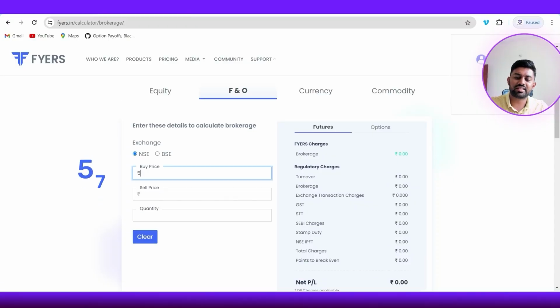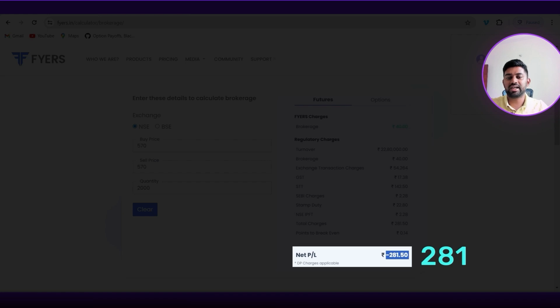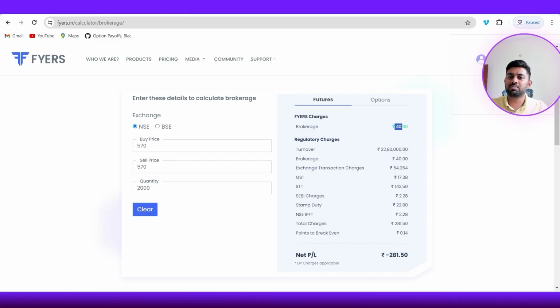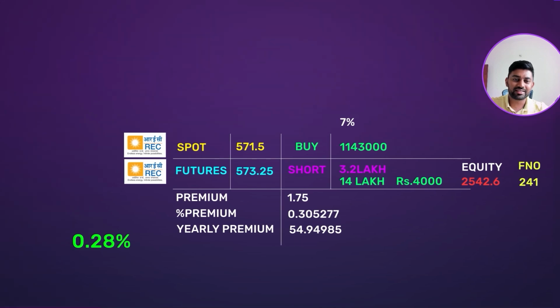And let us talk about futures. If I'm trading in FNO, price at 570, if I sell at 570, and the quantity is 2000, which is the lot size, 281 is what the net charges are. Now in 281, I can remove 40 rupees brokerage that we are giving to the broker, so 241 rupees is what we are paying in the form of taxes to the government. So overall, you would have paid 2,783, plus even if you add some amount of brokerage, 2,800 rupees just in the form of government taxes. So your yield will drastically go down.